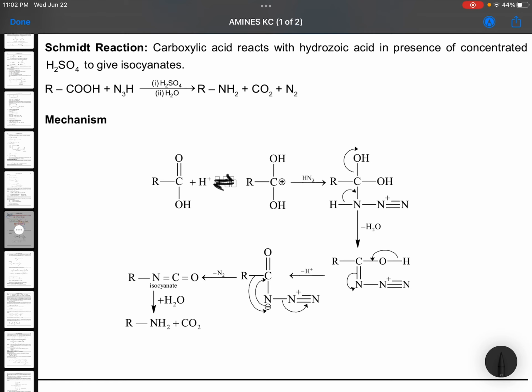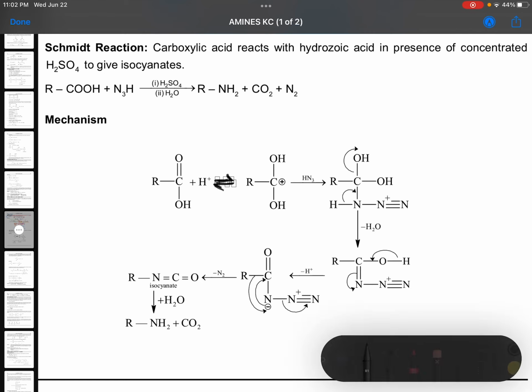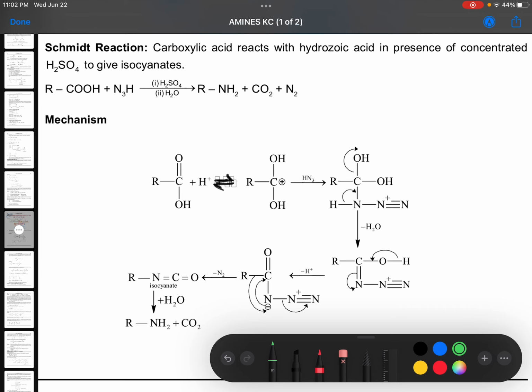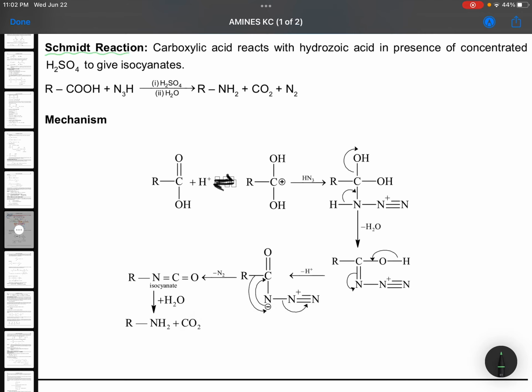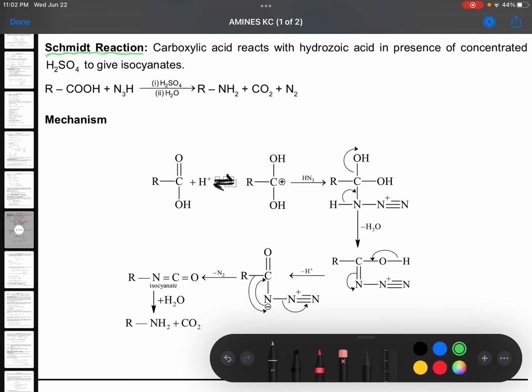Now we'll go with one very special reaction, that is Schmidt reaction. This Schmidt reaction, Curtius reaction, Lossen rearrangement, all are very special reactions applicable only for IIT Advanced. For JEE Mains, actually not required. But you can see them because these mechanisms are very interesting.